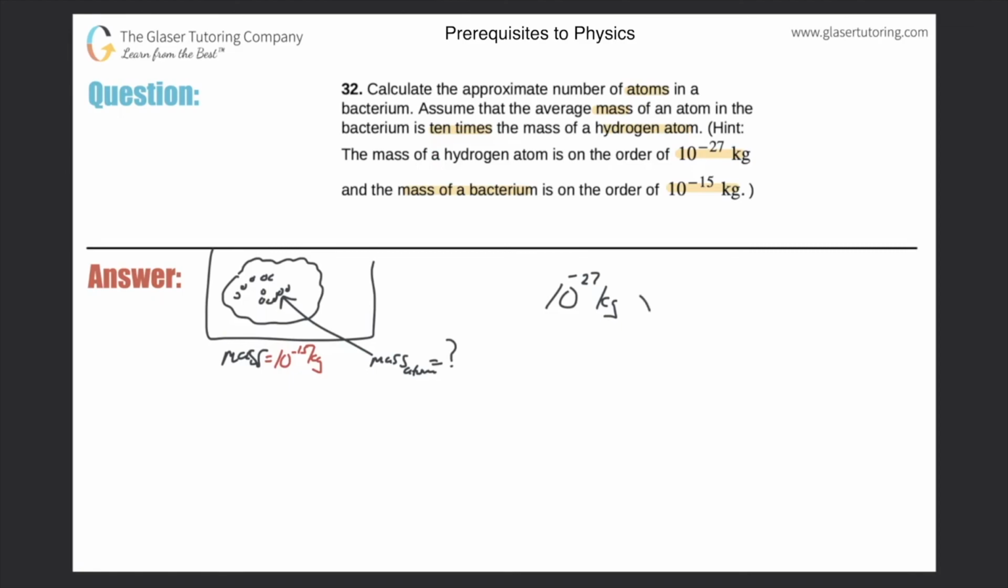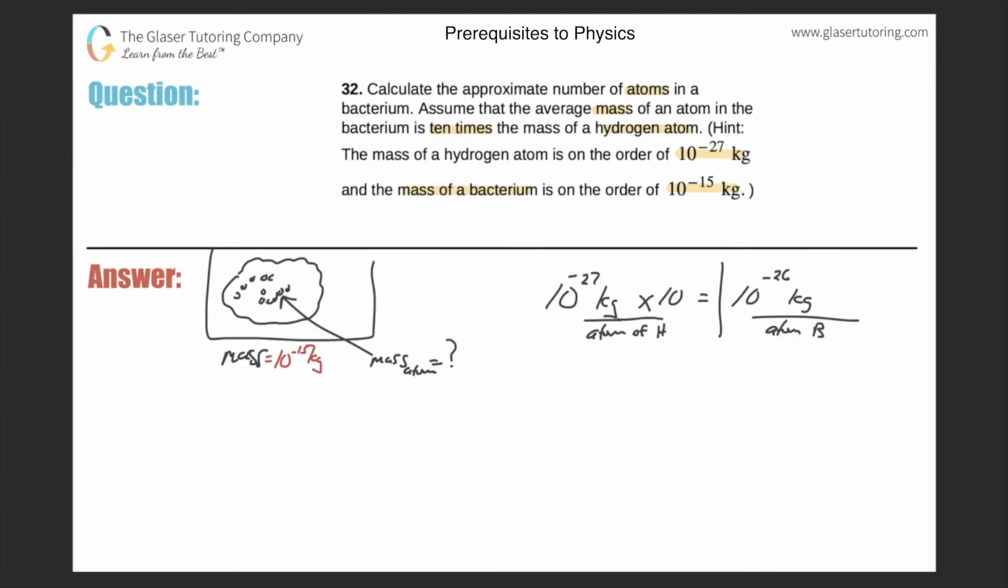Now, if I take that value and multiply it by 10, and this is kilograms per atom, by the way, I should get 10 raised to the negative 26 kilograms per atom. And I'll just add one word here, per atom of bacterium. This ratio on the left-hand side was per atom of hydrogen. Okay, so this makes sense.